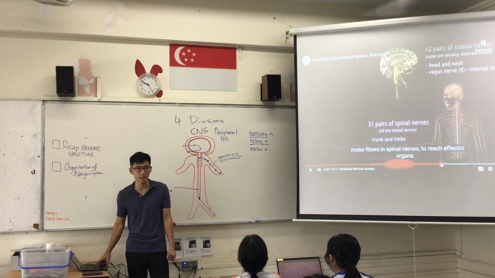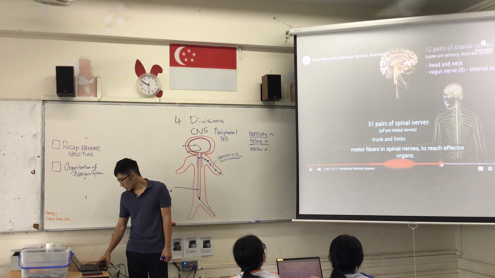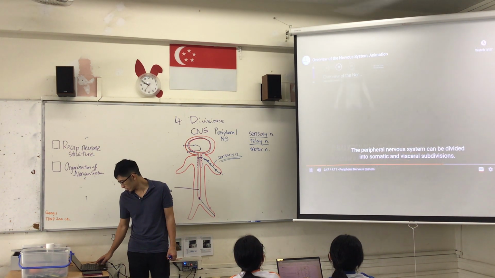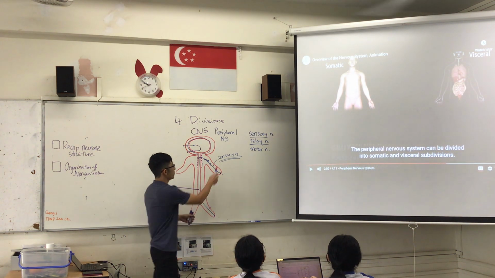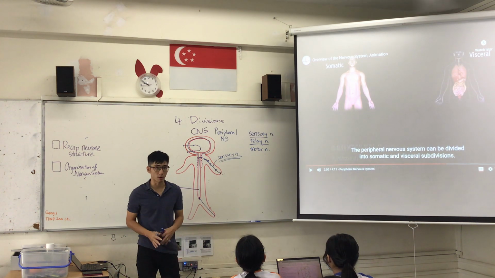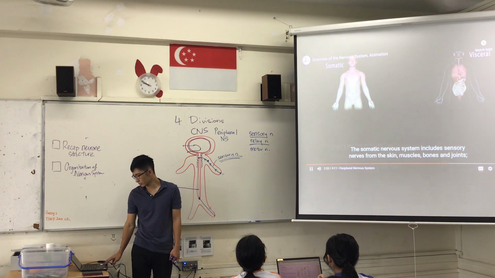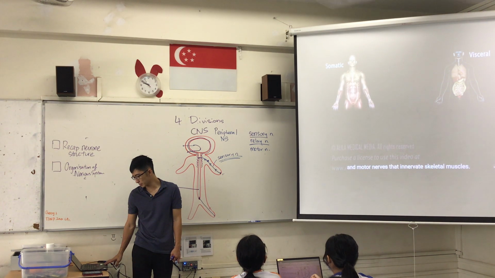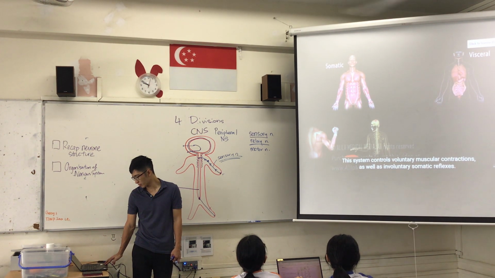Okay, so the last 2 divisions of the nervous system is really about what it connects to. The peripheral nervous system can be divided into somatic and visceral subdivisions. I say again, the peripheral nervous system, we can split it into 2 more categories. The somatic nervous system includes sensory nerves from the skin, muscles, bones, and joints, and motor nerves that innervate skeletal muscles. This system controls voluntary muscular contractions, as well as involuntary somatic reflexes.